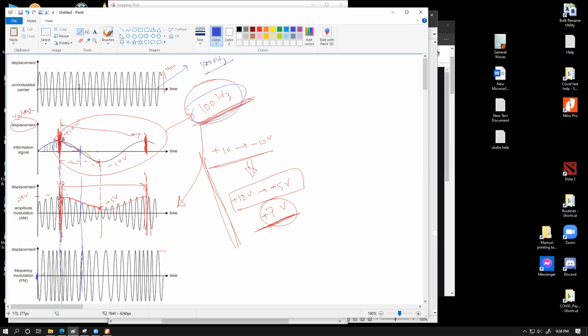For example, here, I assume that this was plus 10 volt. If we assume that this frequency modulation has an increase of, let's say, 12 hertz per volt increase. Let's say this frequency modulation is going to work by a scale of 12 hertz per volt. What does this mean? This means for each individual voltage increase of the information signal, you're going to have a change of 12 hertz of the frequency modulated wave.